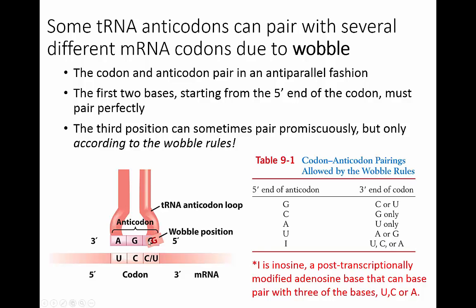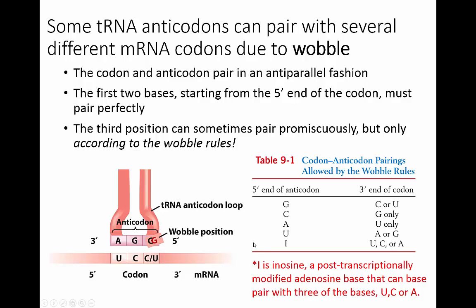So, for example, if in that third position you have a G, so this would be the 5' end of the anticodon, it turns out that G can pair with a C, which would be the normal pairing partner. It can also pair with a U. If you would have a C in that third position, it can only do the normal base pairing with the G. Also, if you have an A in that third position, it can only do the normal base pairing with the U. If you have a U in the third position, however, it can pair with either an A or a G. And so if you end with either a G or a U, you have this wobble possibility.